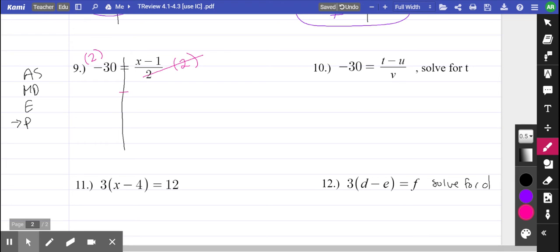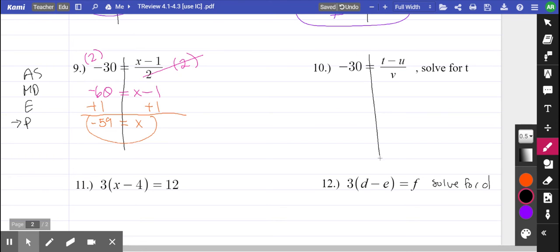Those cancel. My group is by itself, so now it's just x minus 1. 2 times negative 30 is negative 60. Now to get rid of that 1, well, it's subtracting, so I have to add 1 to both sides. Now be careful here, because negative 60 plus 1 is a negative 59. These are opposite signs, so you're like subtracting the numbers, but you can't forget that there's a negative. So just be careful with those signs. Watch your signs, watch your signs. Now we're going to do the same thing for number 10. We have negative 30 equals t minus u all over v.